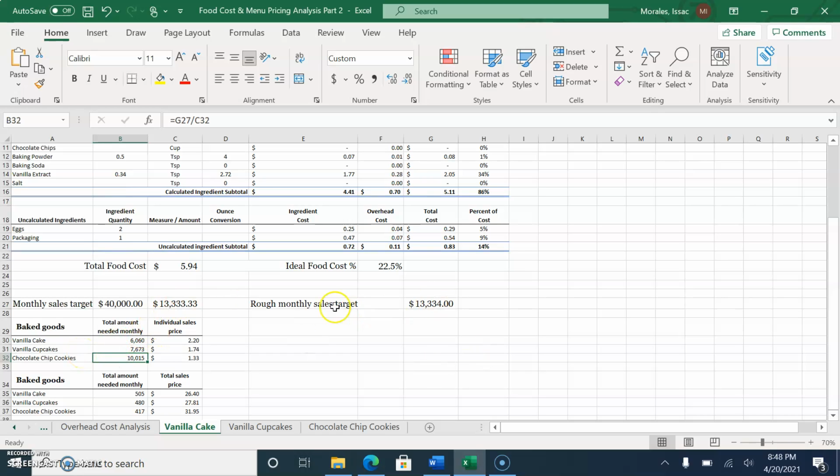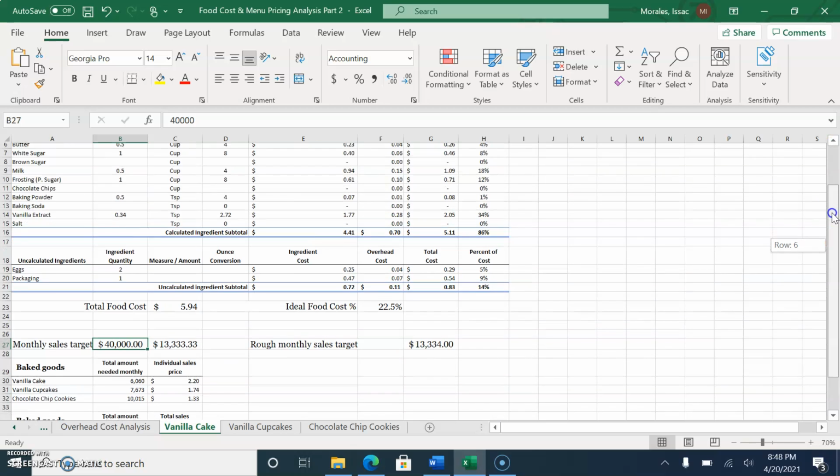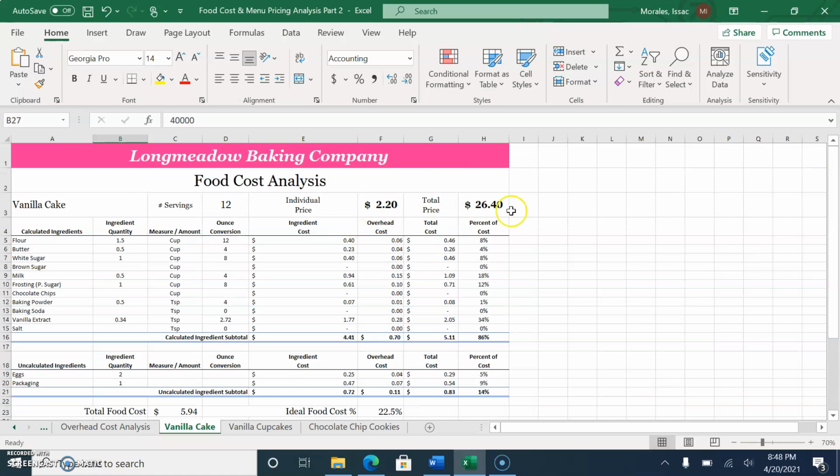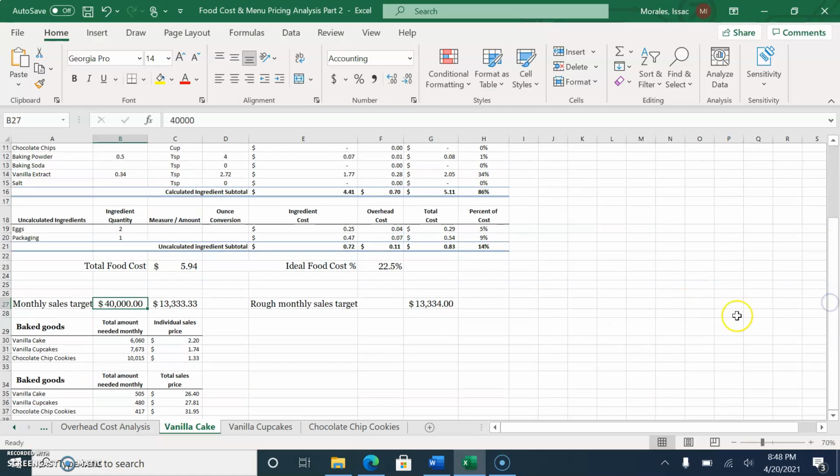Again, this is based off the roughly sales target, so it could be a little more, a little less, fluctuating up and down. And then just for fun, I wanted to see what it would be for the total price of each baked good. I did the same thing here, divided that by that to get this number. For the total sales price, I'm going to need 505 of our vanilla cakes, 480 of our vanilla cupcakes, and 417 chocolate chip cookies.